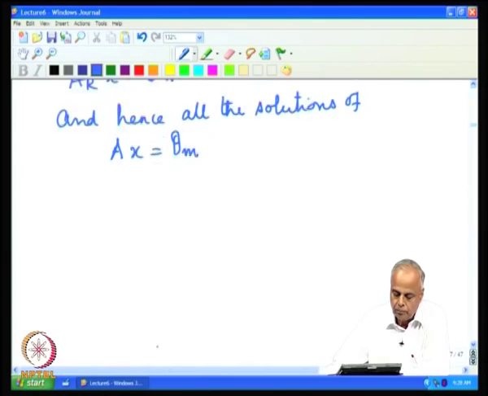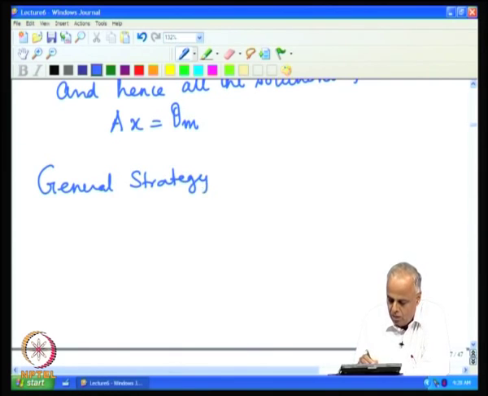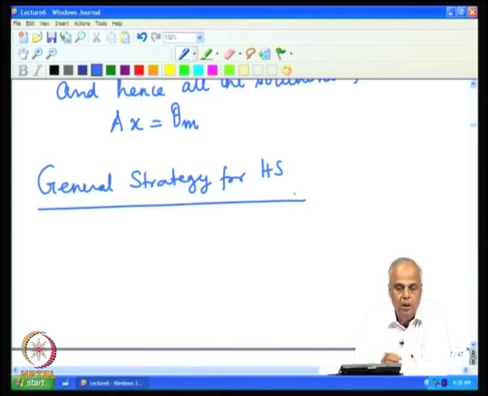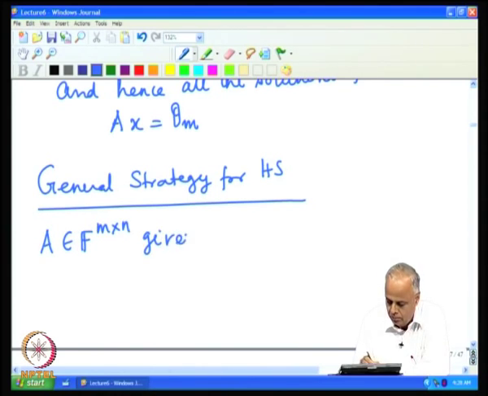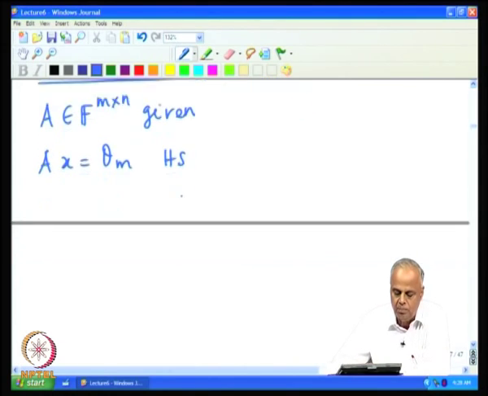Now, therefore, the general strategy for a homogeneous system turns out to be the following. A is given, you look at A x equal to theta m, which is the corresponding homogeneous system.